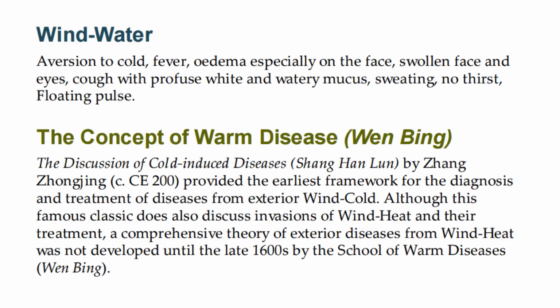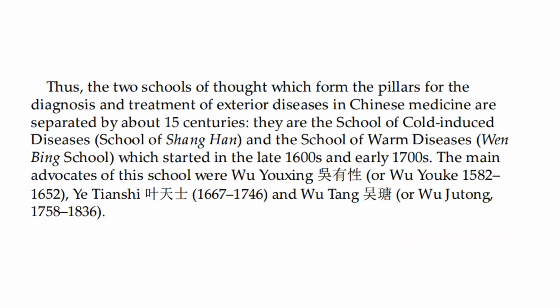The discussion of cold-induced diseases by the Shang Han Lun by Zhang Zhongjing provided the earliest framework for the diagnosis and treatment of diseases from exterior wind cold. Although this famous classic does also discuss invasions of wind heat and their treatment, a comprehensive theory of exterior diseases from wind heat was not developed until the late 1600s by the School of Warm Diseases called Wen Bing.